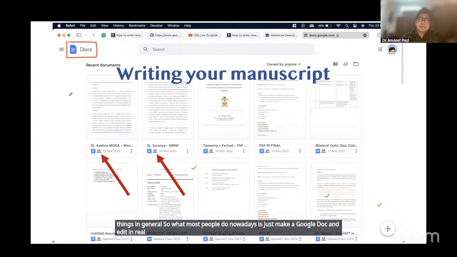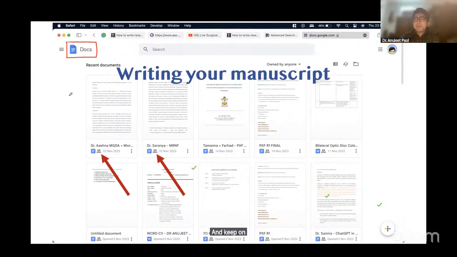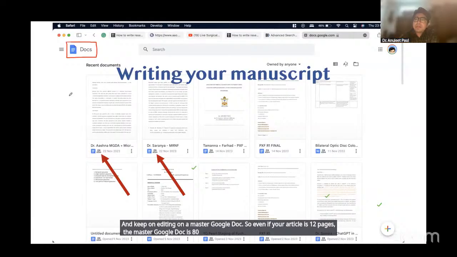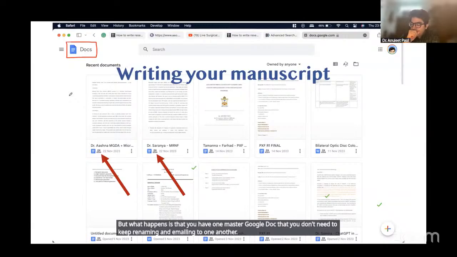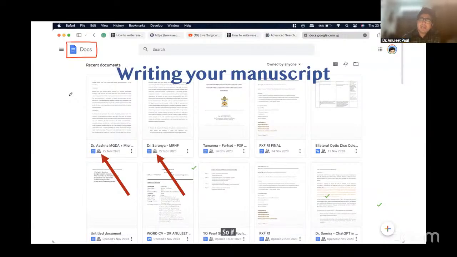Just keep sharing the Google Doc link between the authors and keep on editing on a master Google Doc. Even if your article is 12 pages, the master Google Doc is 80, 85, 90 pages because you're continuously making new editions of it. But what happens is that you have one master Google Doc that you don't need to keep renaming and emailing to one another. So if you ask me, get off Microsoft Word. Google Docs is much easier.